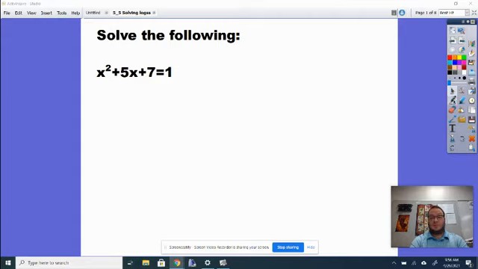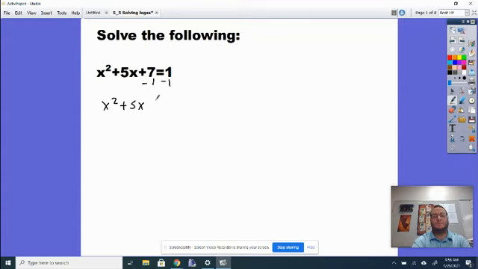First thing to remember with solving quadratics is that we need it to be equal to 0. I'm not equal to 0 here, I'm equal to 1. So I need to get it equal to 0. Anytime you have a quadratic, and I know I have a quadratic because there's an x squared, I need to get it equal to 0. So I need to move everything to one side, and then factor.